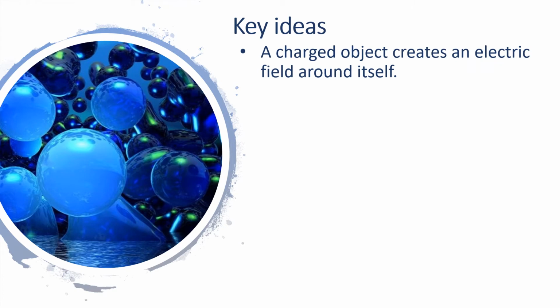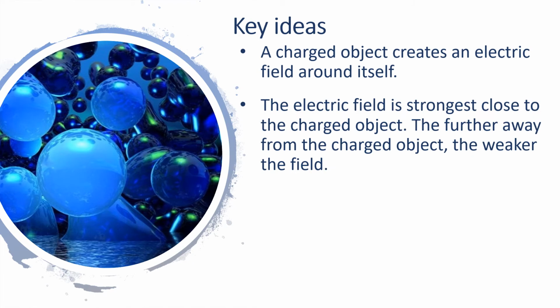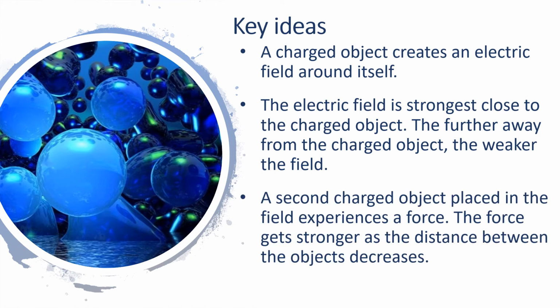So the key ideas, the things that you need to be able to recall: a charged object creates an electric field around itself. The electric field is strongest closest to the charged object. The further away from the charged object, the weaker the field. And the second charge placed near the field experiences a force. The force gets stronger as the distance between the objects decreases. Very much like how gravitational fields work. The closer to the Earth, the stronger the gravity, which is also a non-contact force.